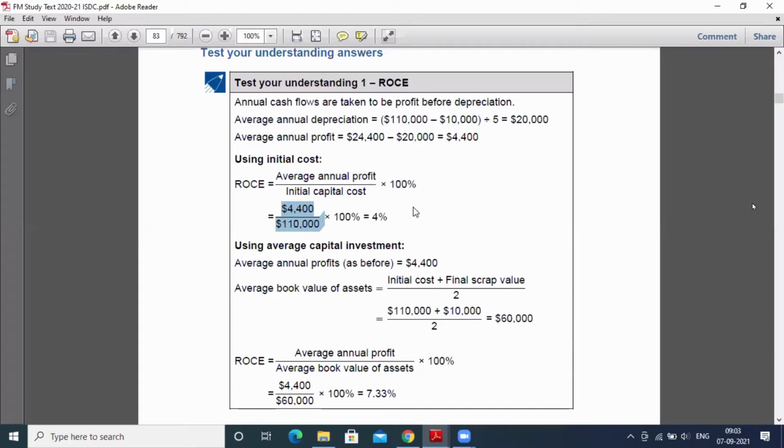And if you calculate the ROC by average capital employed, then the formula for calculating the average capital employed would be initial cost plus the residual value divided by 2. Then it will be 60,000.